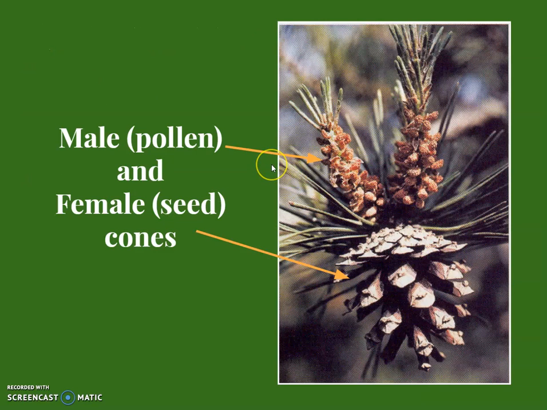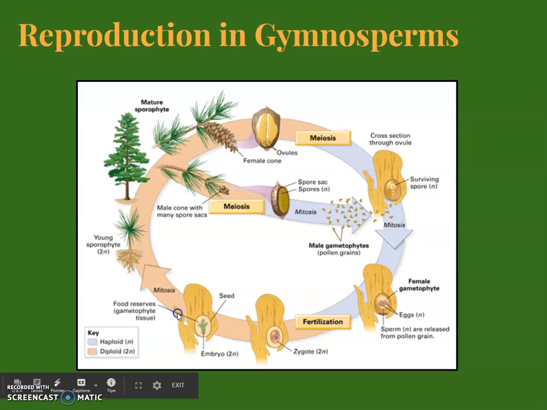So we have 2 different structures here on the cones. We have the male structure here, which contains the pollen, and then this is the female structure here that has the seeds in the cone. So this is the reproduction of Gymnosperms.